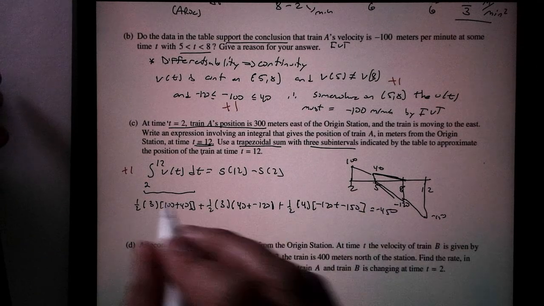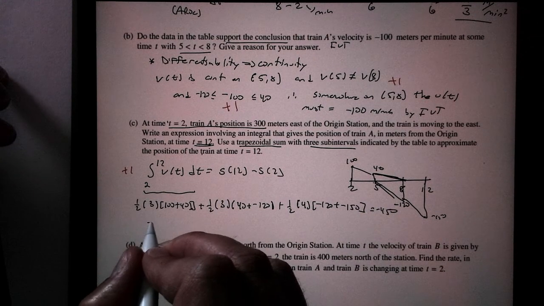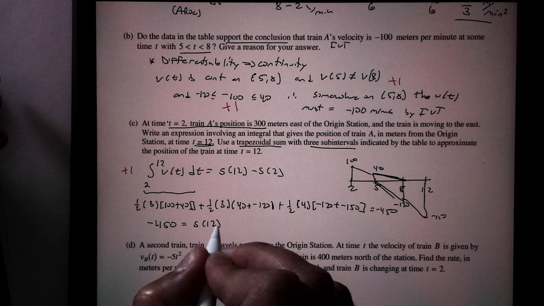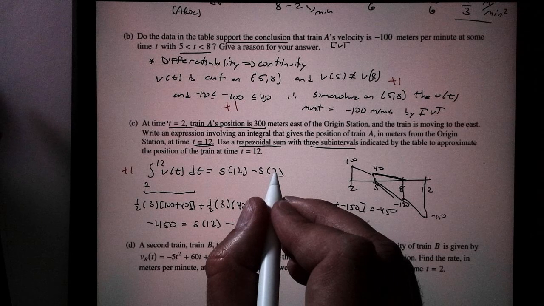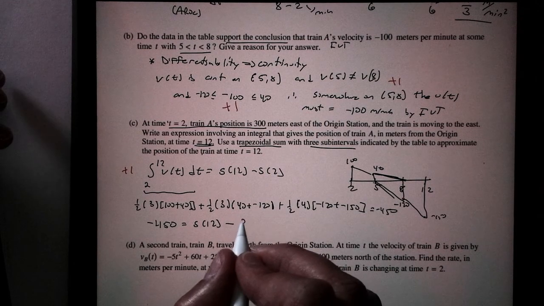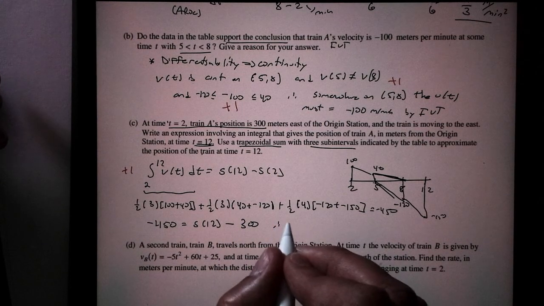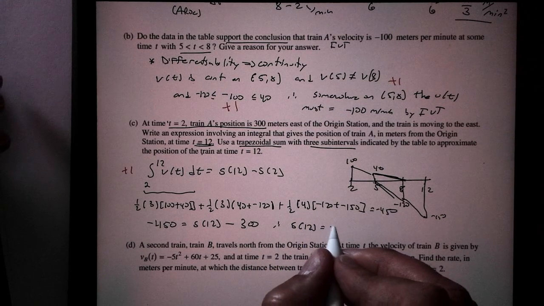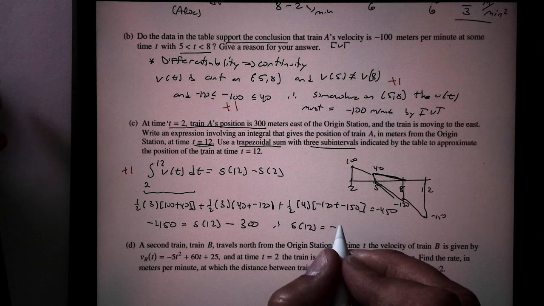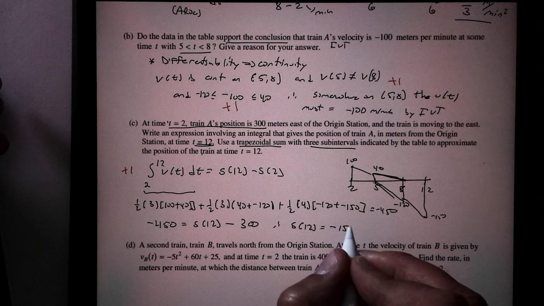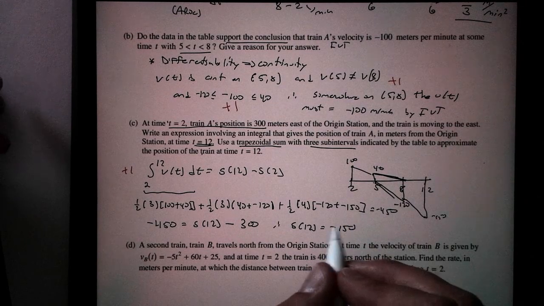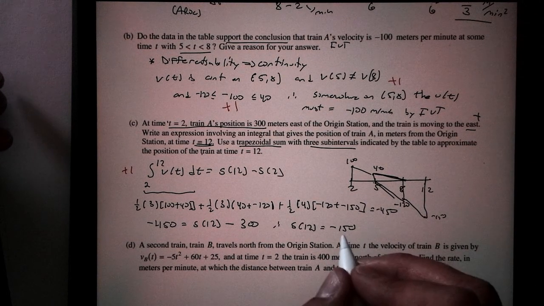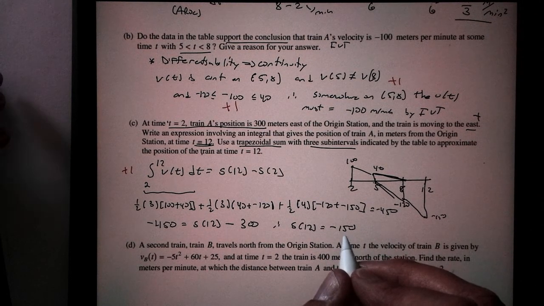You can clean all that up. So what we wind up with is this negative 450 equals s of 12, my position at 12, minus my position at 2, which we know is 300. Therefore, the position at 12 is going to be negative 150. Now remember, we're traveling east, but east is positive. So I'm at negative 150, so where is this train at? 150 meters to the west.